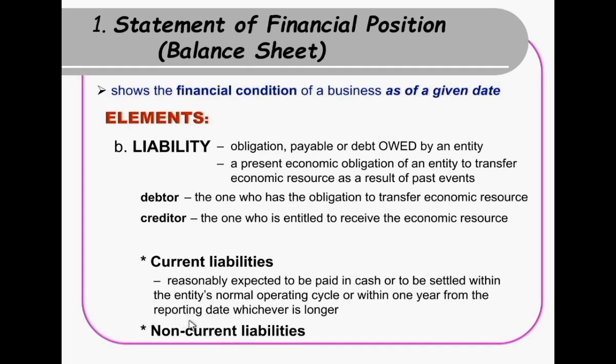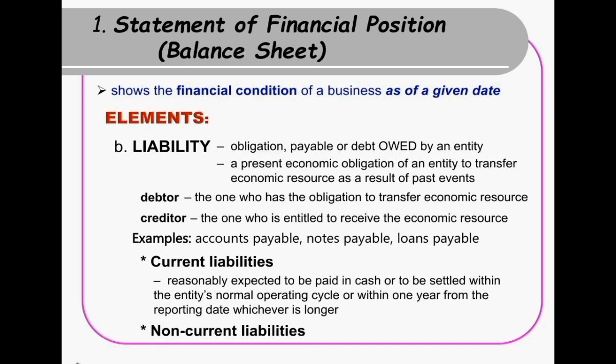The reporting date referred to here, by the way, is the date of the statement of financial position. Account names which are considered liabilities include accounts payable, notes payable, and loans payable.